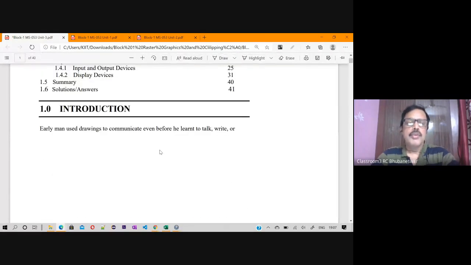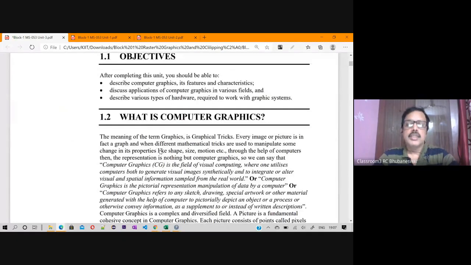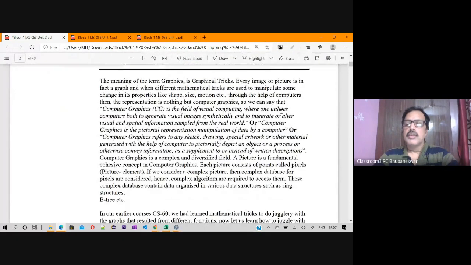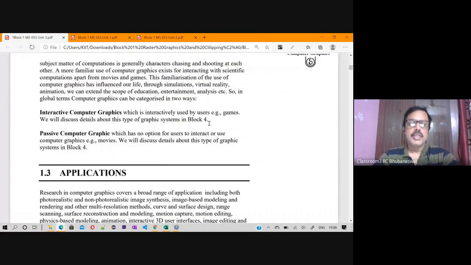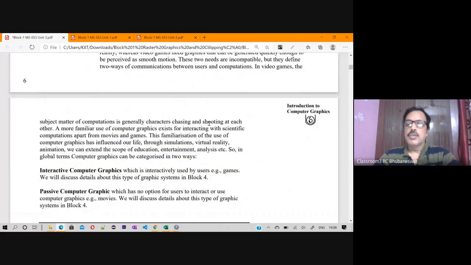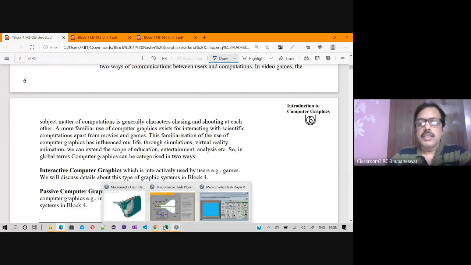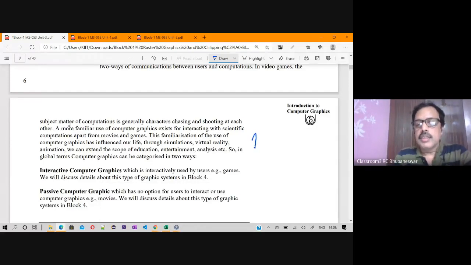If you go one by one, you will get the definition of computer graphics. It is a visual computing where one utilizes the computer to generate visual images. If you want to generate visual images, you need certain tools, and those tools are called rendering or authoring tools, like your Adobe.